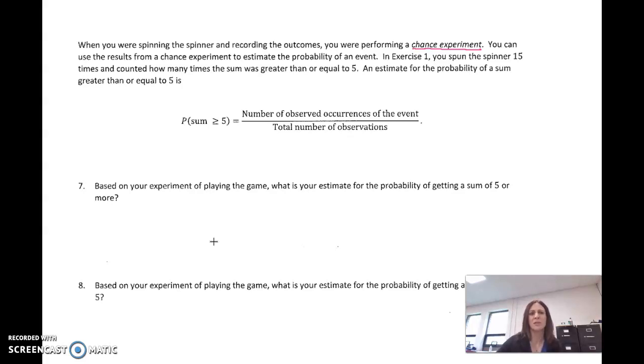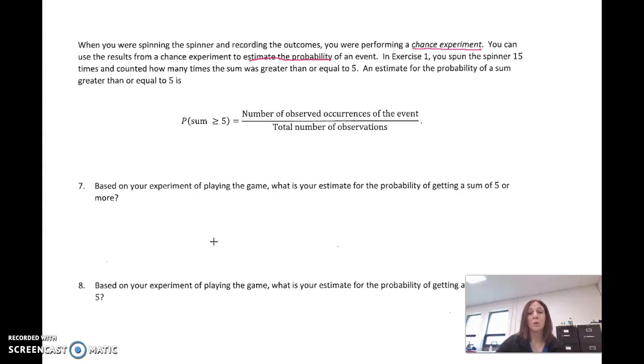It says you can reuse the results from a chance experiment to estimate the probability. A lot of times when we collect data, we're using that data to make predictions about something else. So here we have the probability of the sum being greater than or equal to 5. Remember, we spun it 15 times. We counted how many times the sum was greater than or equal to 5. Our probability is the number of times that happens over the total number of observations, the total number of times we spun the spinner.